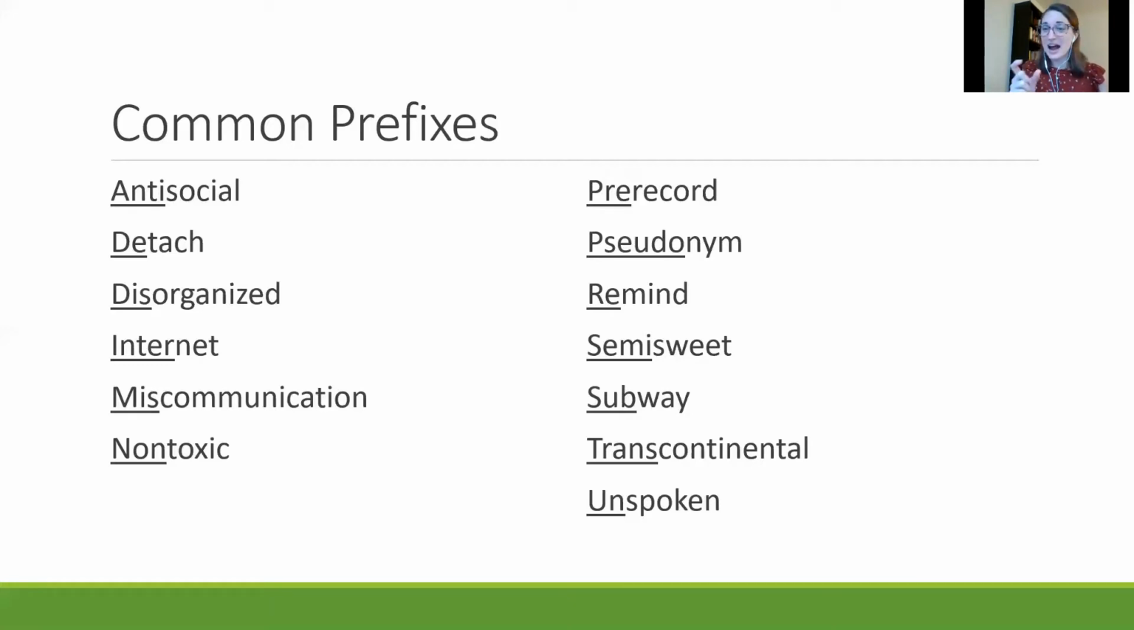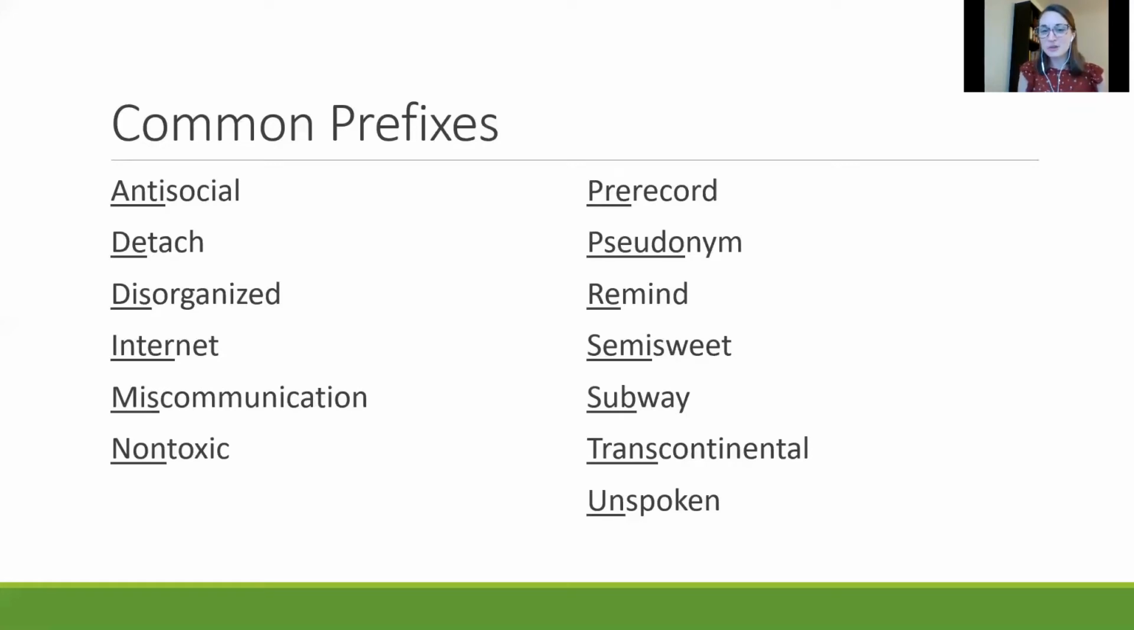Non-toxic, as in non, N-O-N, that means not. So if you have something that's toxic and then non-toxic, it's going to be the opposite. So similar to dis, as we talked about before, non means not. Pre-record, we've seen the pre again here. We know that pre means before. So if you pre-record something, you record it beforehand.